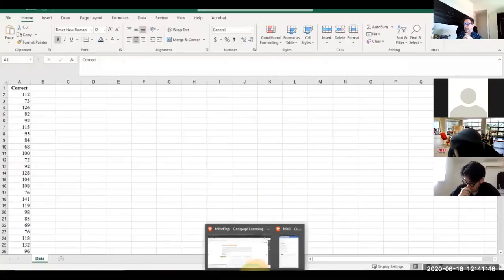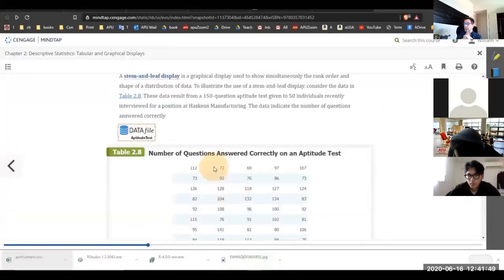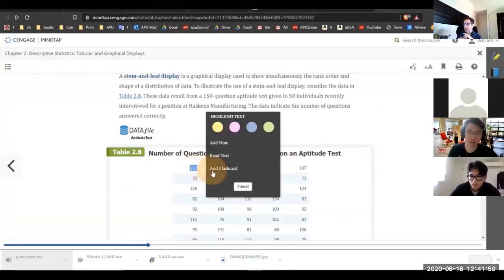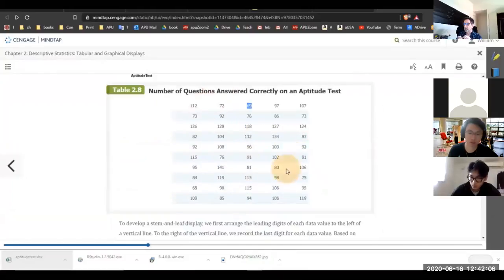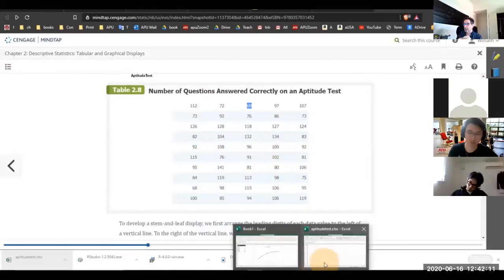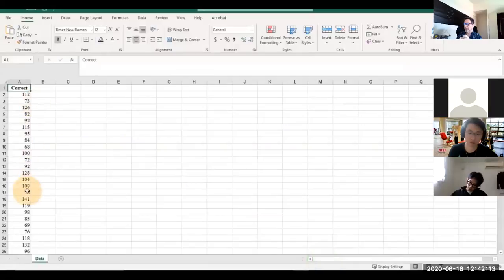So I need to go to here. This was the number of questions answered correctly on an aptitude test. So here's one person, they answered 112 questions correctly. Here's another person, they answered 72 and 69 and so on. Okay, and this is the entire data set. So there was one person that was 112, another person that was 73, and so on.